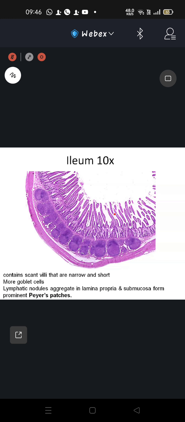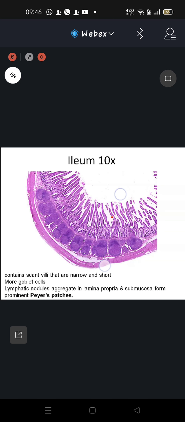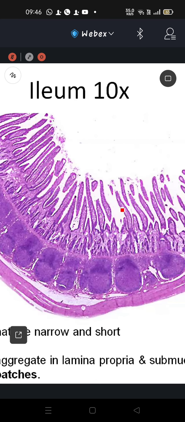So what happens here is that the villi have become shorter, narrower and lesser. Also, the lining epithelium along with the enterocytes contain more goblet cells. As far as the amount of goblet cells in the lining epithelium is concerned, the duodenum has the least and the ileum has the most.